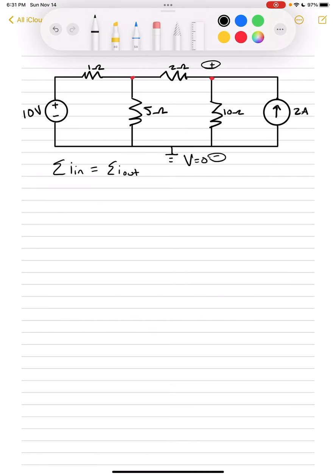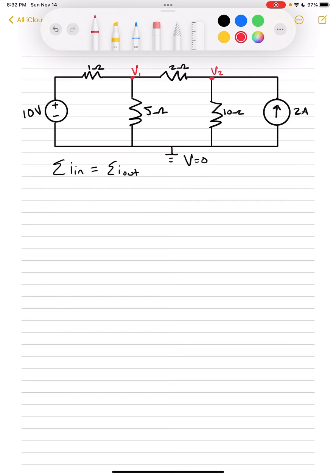Okay, after we've chosen our ground, we're going to be differentiating between the different nodes we have. So you can see that I've already marked down the nodes that we're going to be looking at. Let's just label them V1 and V2.